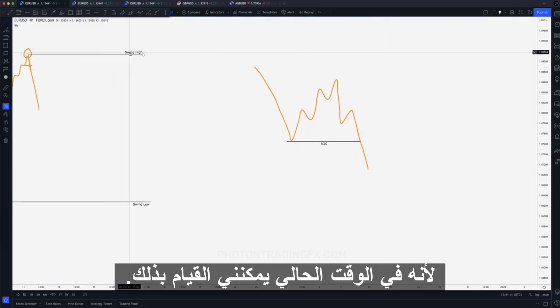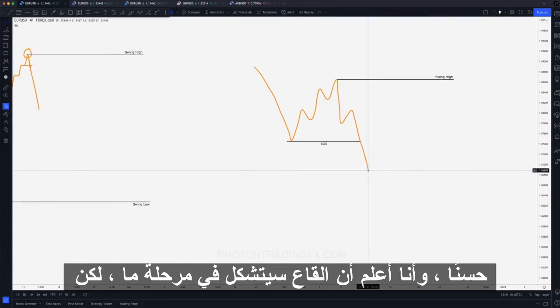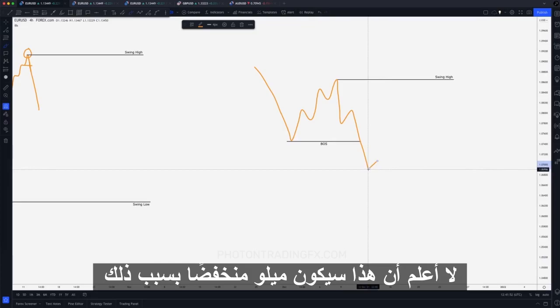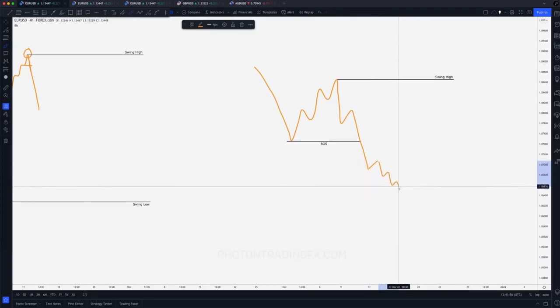So I can map out, right? Because at the moment I can do this. I know this with certainty. That is my current swing high, right? And I know the low is going to form at some point, but I can't say, right? If price was starting to move up a little bit here, I don't know that this is going to be my swing low, because that just could be an internal low and we could keep doing this. We could keep trickling, right?